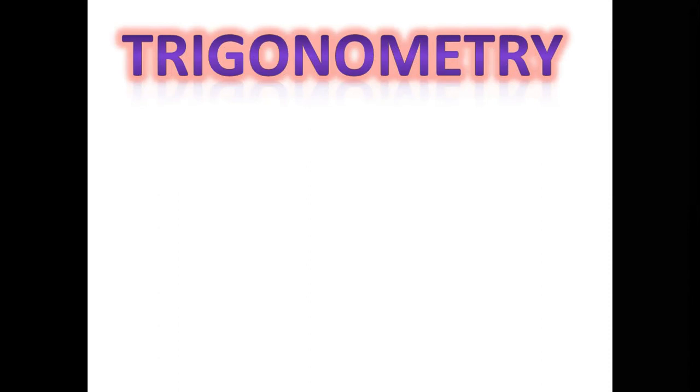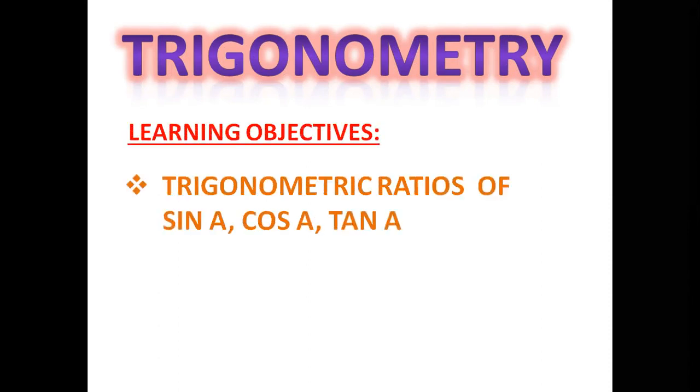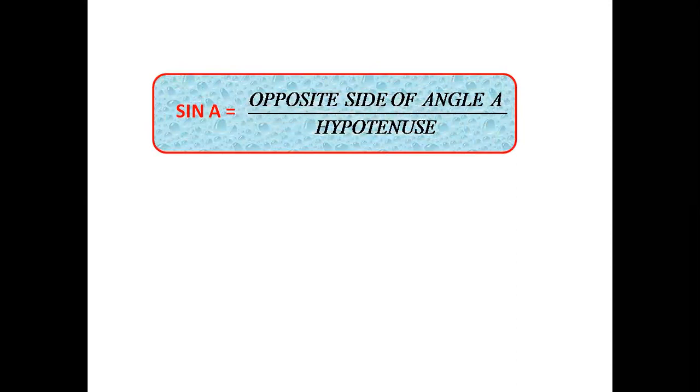So today, this class learning objective is trigonometric ratios of sin A, cos A, tan A. Already told what is the trigonometric ratio of sin A. So sin A is equal to opposite side of angle A by hypotenuse. This you have to remember. Sin A is the ratio of opposite side of angle A and hypotenuse.